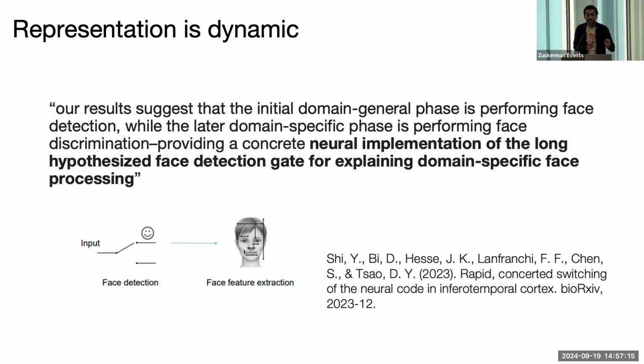So you could go from face detection, which is the separation of faces from non-faces, to face discrimination, which is the separation of faces from each other. You could imagine that these two classification tasks are inherently different in how much detail they need. So it makes sense that the brain would do this across time.